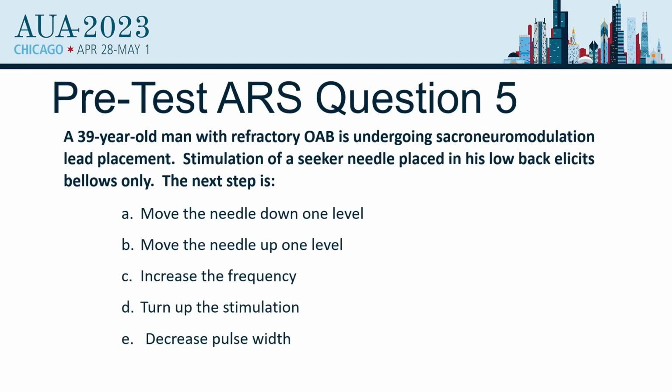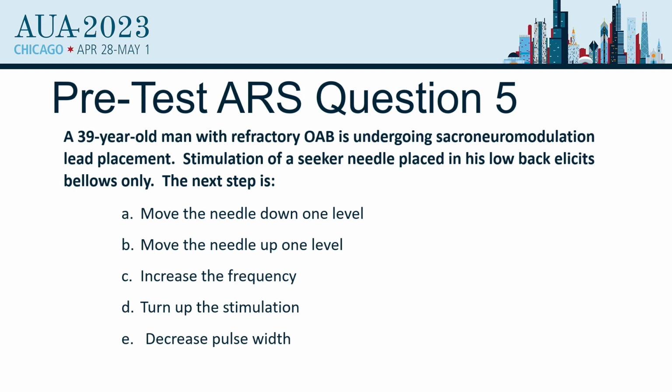A 39-year-old man with refractory OAB is undergoing sacral neuromodulation lead placement. Stimulation of a needle placed in his low back elicits bellows only. The next step is, and I think we didn't cover that specifically either, but for those of you who do sacral neuromodulation, I'll wait until you think about it. This is fair game for an exam if there are any residents and fellows in here: move the needle down, move the needle up, increase the frequency, turn up the stimulation, or decrease pulse width.